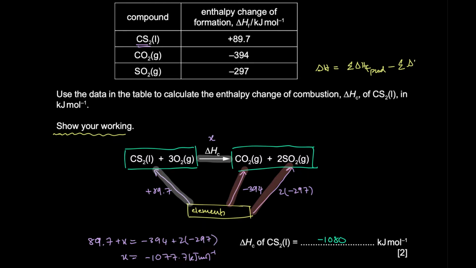Okay, if they've given you the formation data for products and reactants, the enthalpy change can simply be calculated by taking the formation of the products and subtracting the formation of the reactants. So here, your enthalpy change would be negative 394 for carbon dioxide as a product, plus 2 times minus 297 for sulfur dioxide, 2 moles of sulfur dioxide, and then you subtract the formation of the reactants. So that'll be minus 89.7. We're going to get the same answer here. Okay.